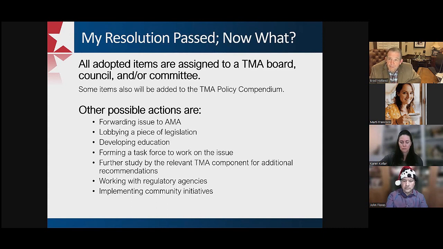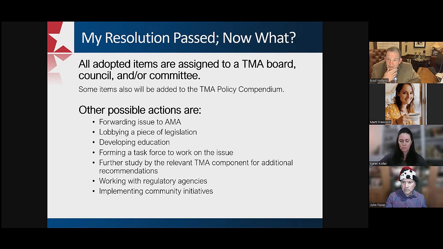Other things that can happen with the passed resolution: it is forwarded to the AMA for federal lobbying. It can affect lobbying on a particular piece of legislation so that our COL and our advocacy staff are alerted to it. It can develop an education platform or a program, either with CME or online or handouts, some sort of educational aspect. It can form a task force. We'll talk about that here in a second.